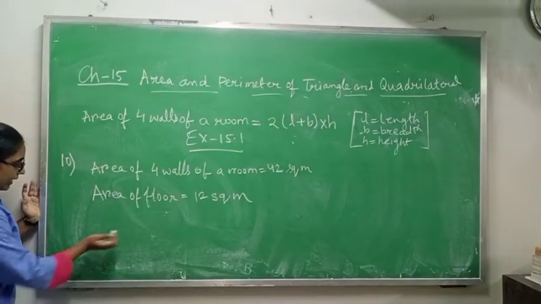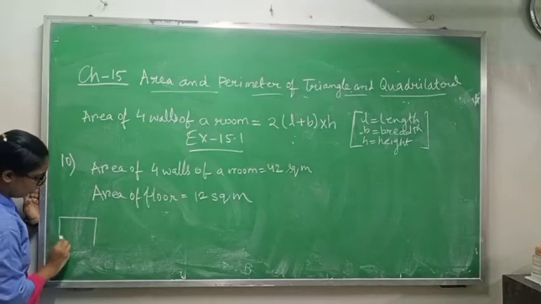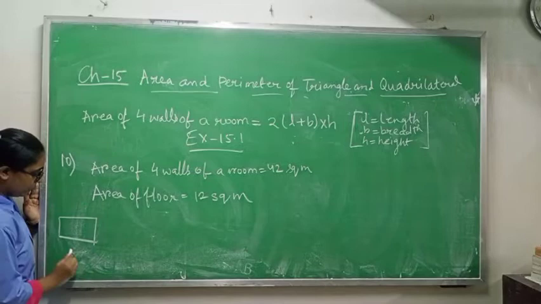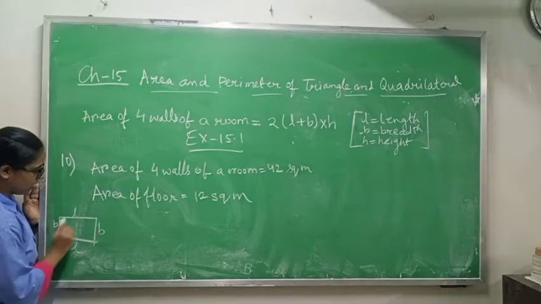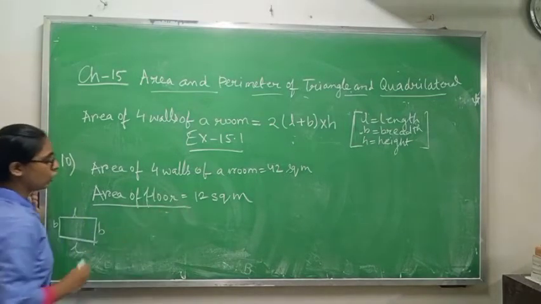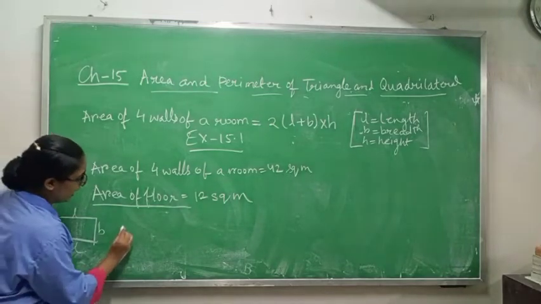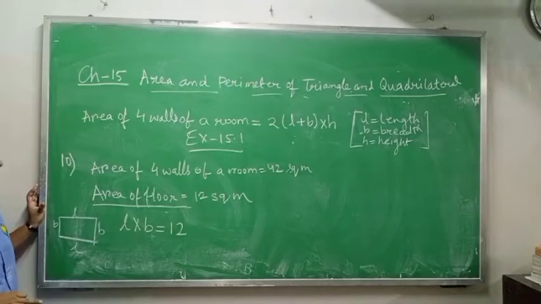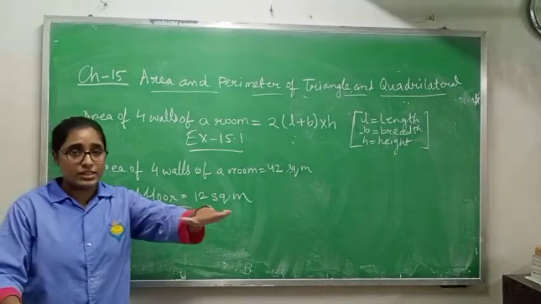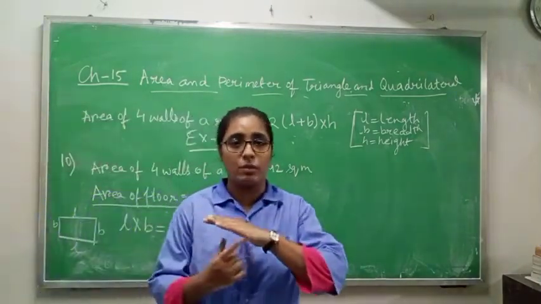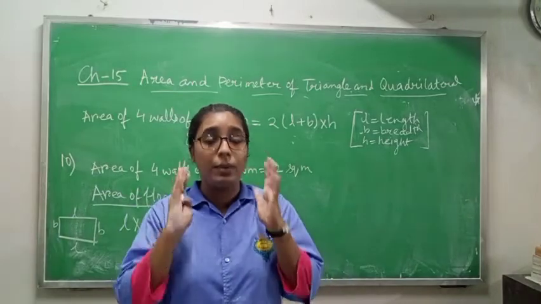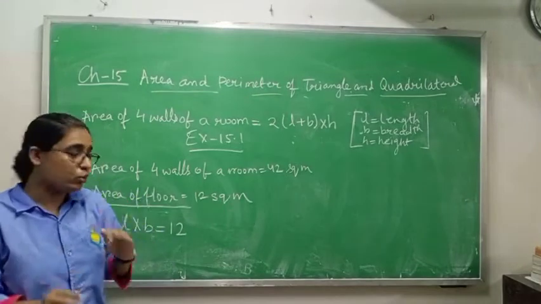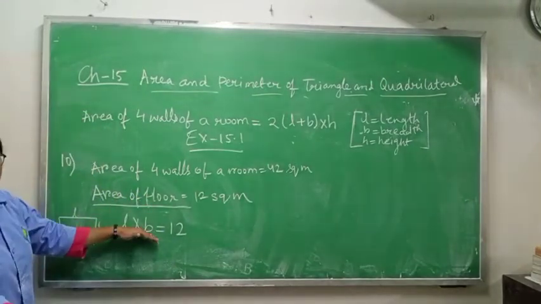Now class 9, see this one. If this is your floor, floor means the base, it will always be rectangle in shape. It means L and B will be present. So in place of area of floor, you can write L into B equals 12. Again I am telling you why: area of floor means base, and base is always rectangle in shape. When we are thinking about the area of 4 walls of a room, in a room the area of floor is always L into B.